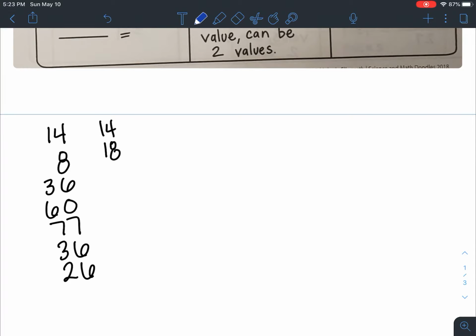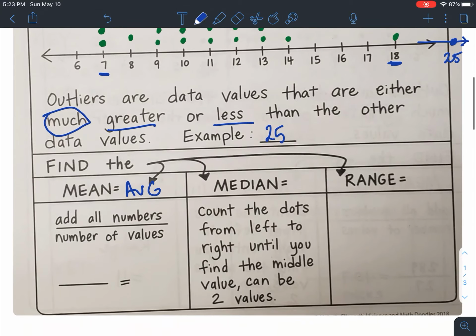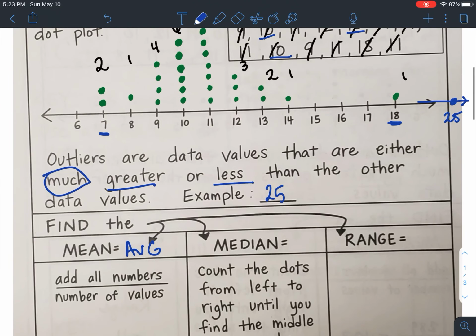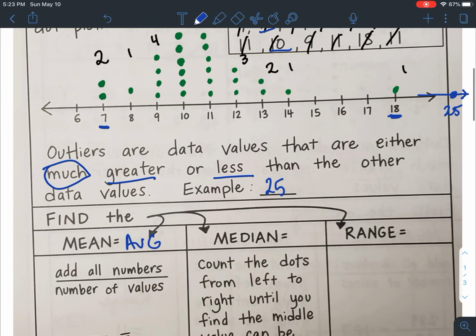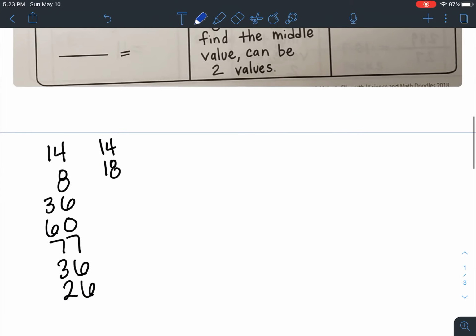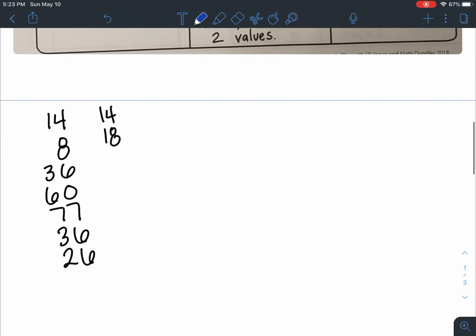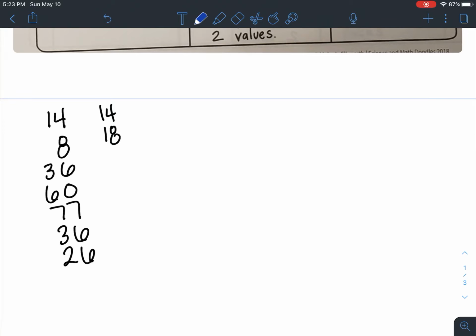4 dots on 9, 2 dots, 3 dots on 12, and 2 dots on 13, 1 dot on 14, and 1 dot on 18. So let's add all those numbers together.